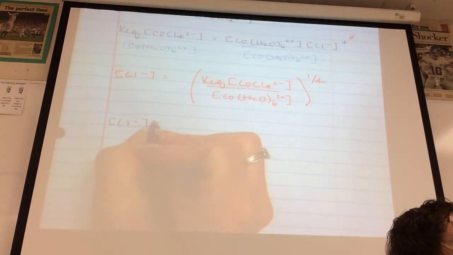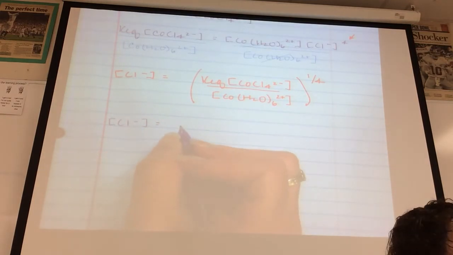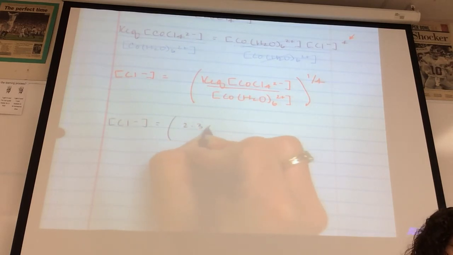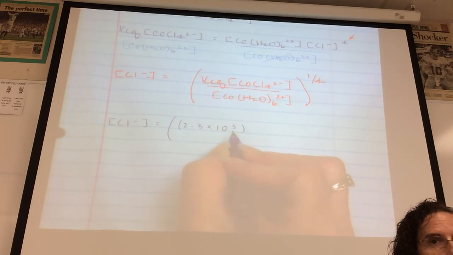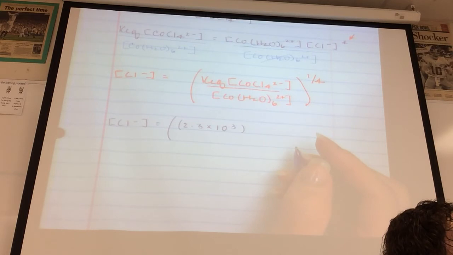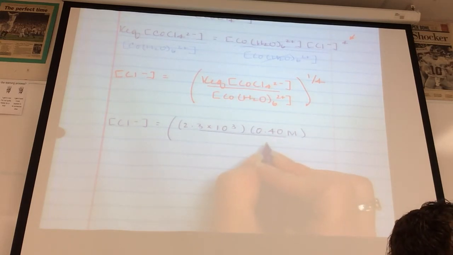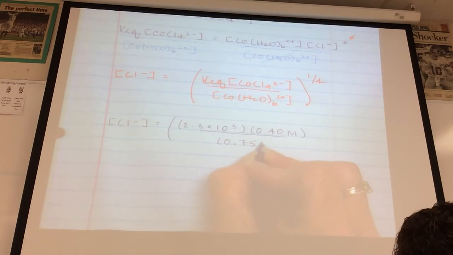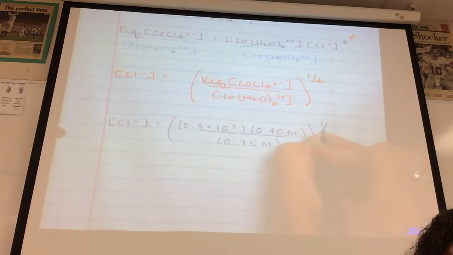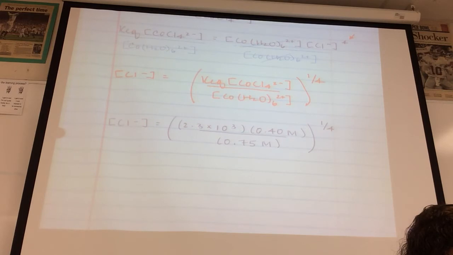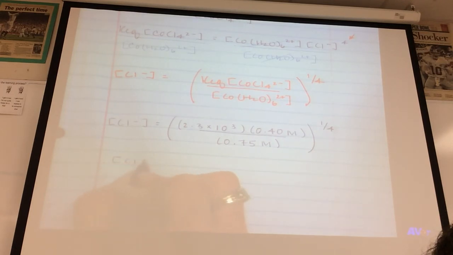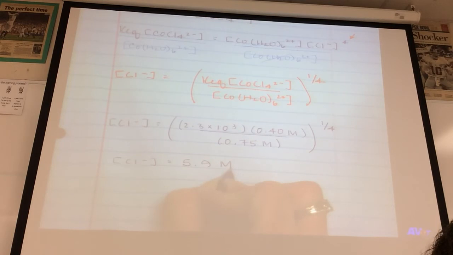I really like to set it up prior to solving. So I have 2.3 times 10 to the third. KEQs do not have units. We keep it simple. Just find your ion concentrations now. Don't forget to take it to the 1/4 power. That's a common error that kids make. Don't forget the unit of concentration, molarity.